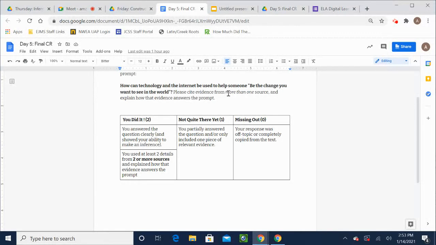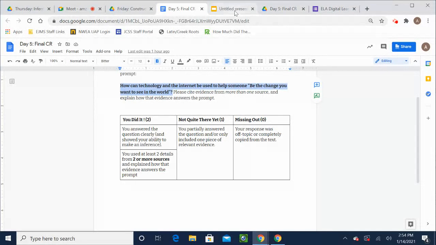So, things we need to remember, use more than one source. That means articles, videos, anything that we have looked at this week, you may use to answer the question. You need two of those at least. Answer this question: how can technology and the internet be used to help someone be the change you want to see in the world?